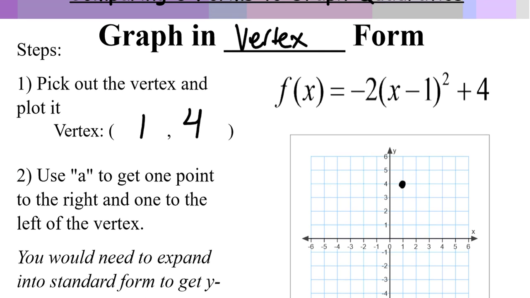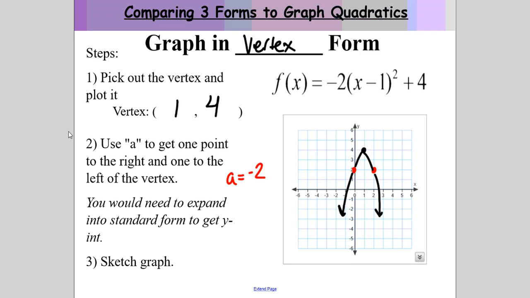The steepness factor out front is a -2. So I know it's going to open downward. I go down 2 and right 1, and I get the right side of this graph. And once I have the right side, I can reflect to get the left side. And I'm done. And that is graphing in vertex form. Pretty quick. That's the benefit of vertex form.